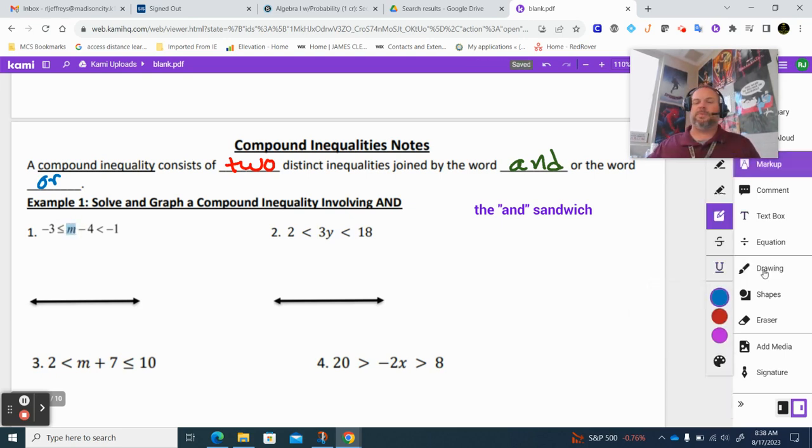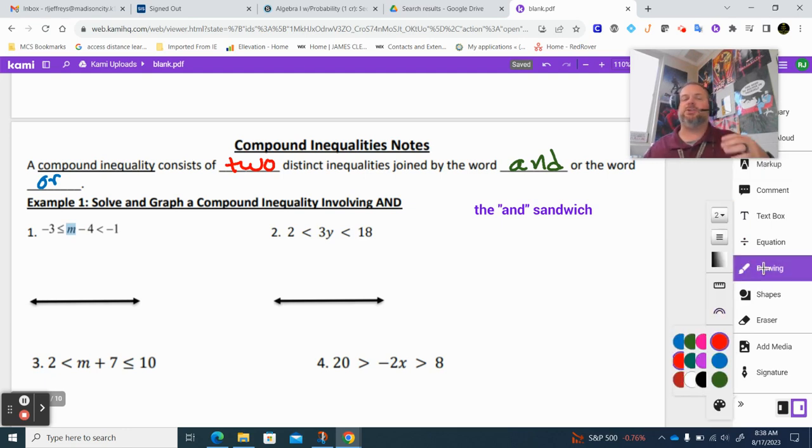Here's our variable. What is being done to our variable right here in the middle? Negative 4. Thank you. Added, subtracted. Somebody said on butter toast. I don't know. But 4 is being subtracted from it.